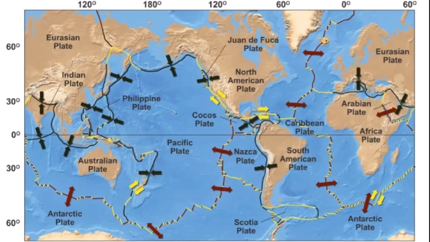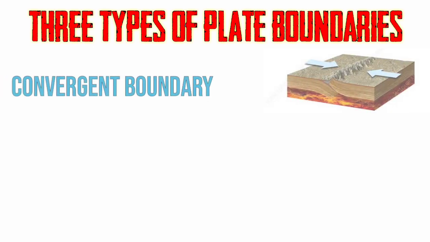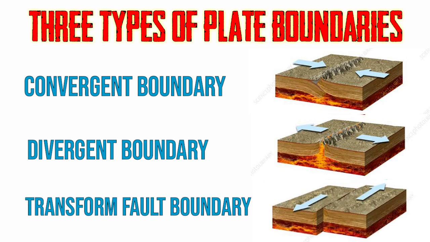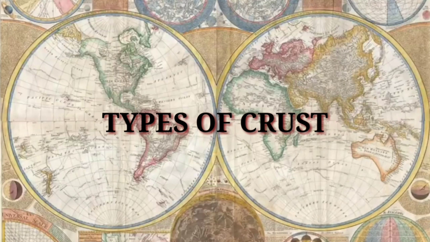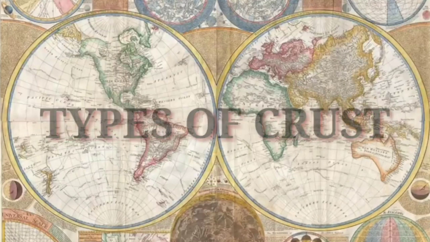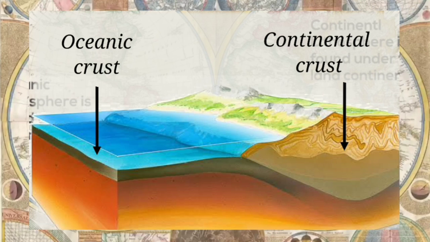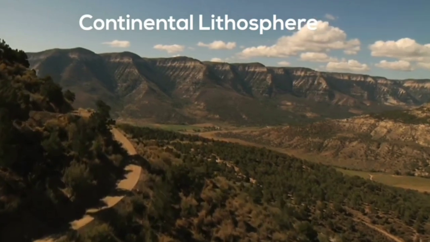Now let's discuss further the three types of plate boundaries produced by plate tectonics. We have the convergent plate boundary, the divergent plate boundary, and the transform fault boundary. To clearly explain how each plate boundary works, remember that there are two types of crust. We have the oceanic crust and the continental crust. Therefore, the edge of each plate may either be oceanic or continental.